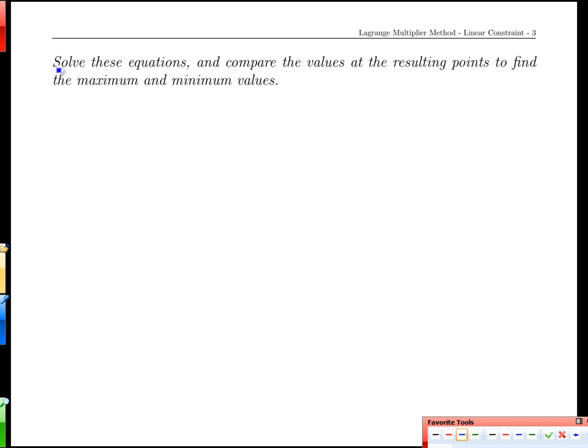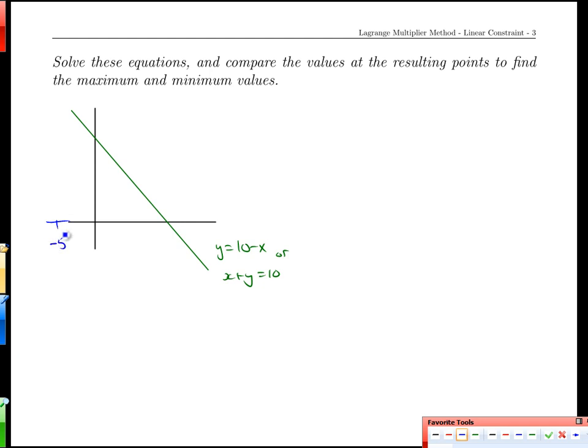So actually we got ahead of ourselves there. We have solved these equations. What does it mean and how do we interpret it? Well, there's only one point that we found. So on this line, y equals 10 minus x, or x plus y equals 10. We found one point at x equals negative 50, so out here somewhere, and y equals 60.